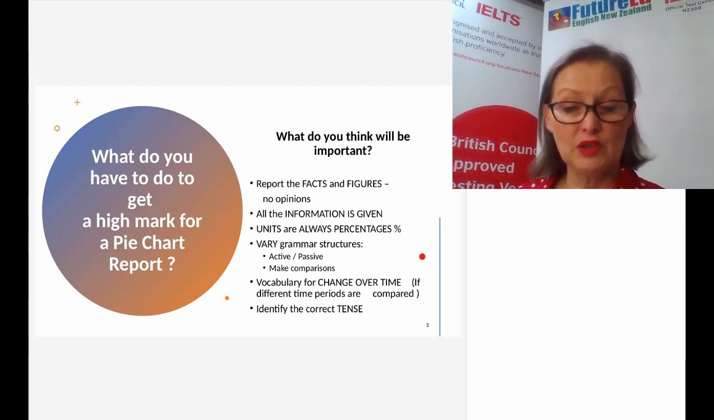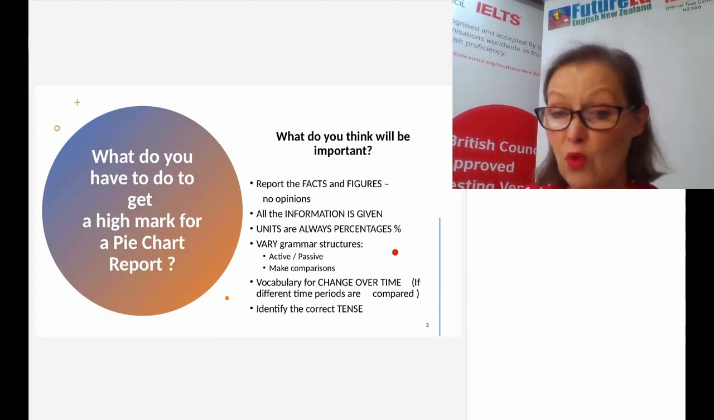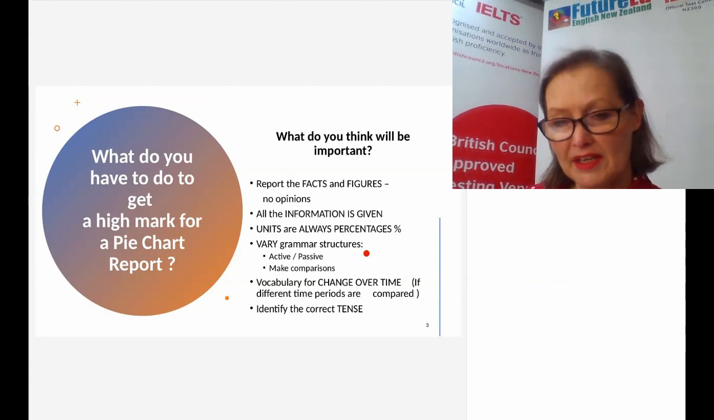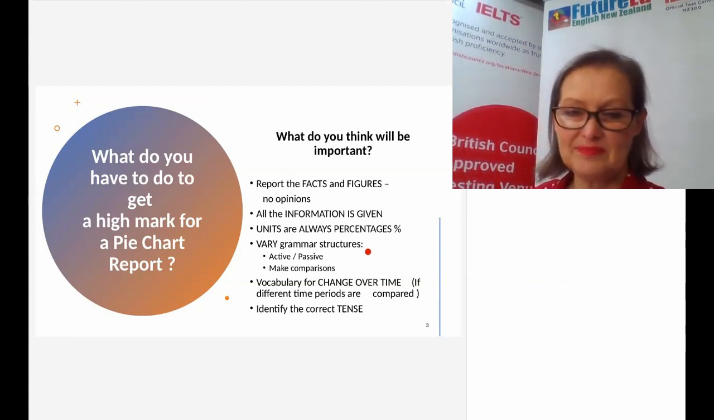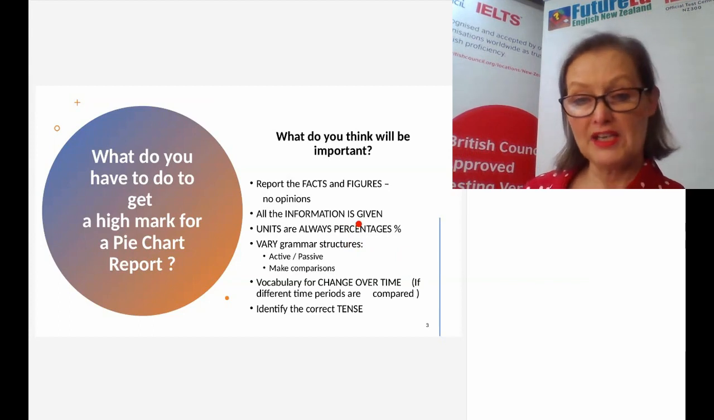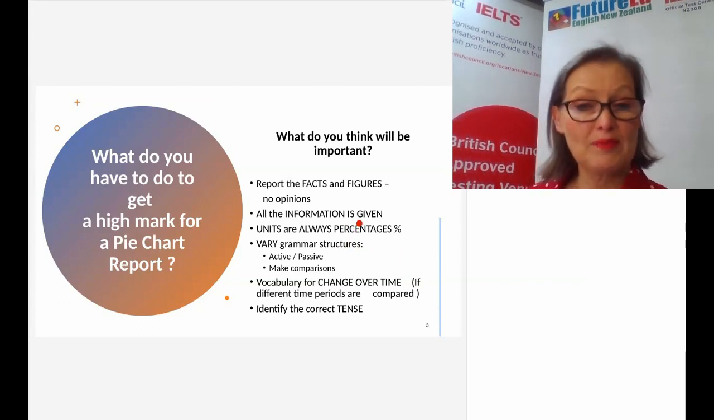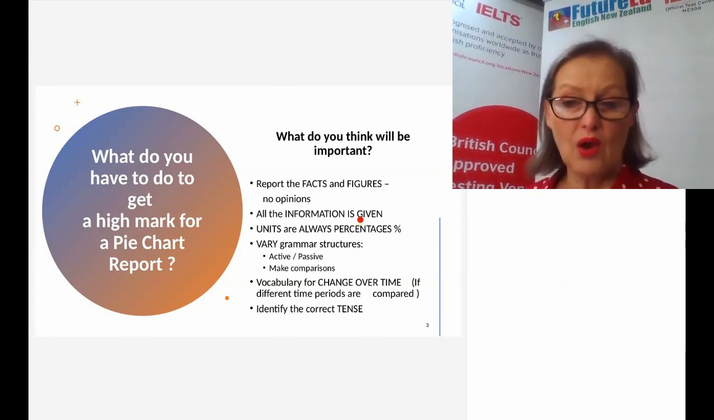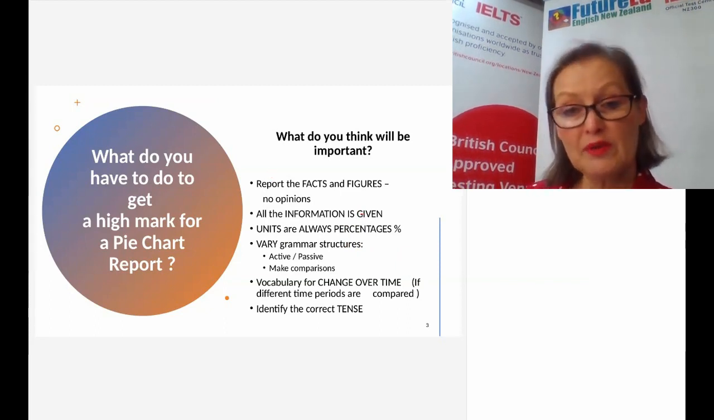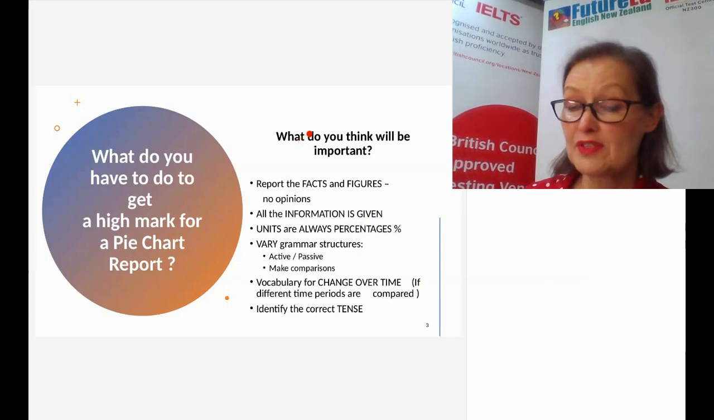And today we're going to have a look at active and passive form, and we're also going to have a look at making comparisons. Sometimes we need vocabulary to talk about change over time. If our pie chart gives us dates, or perhaps we have 2 pie charts with 2 different dates, then we're going to use the language that we did in our line graphs to talk about change over time.